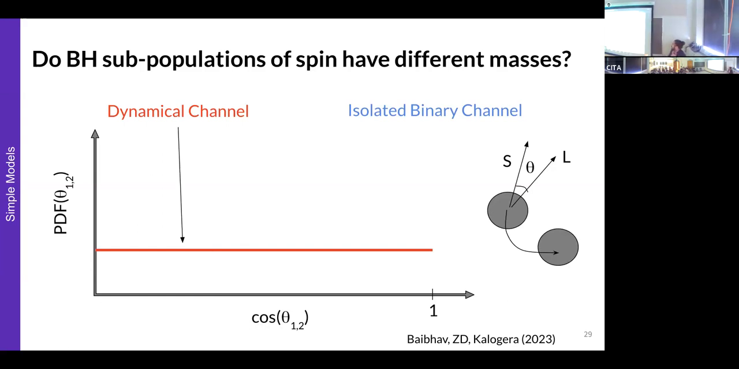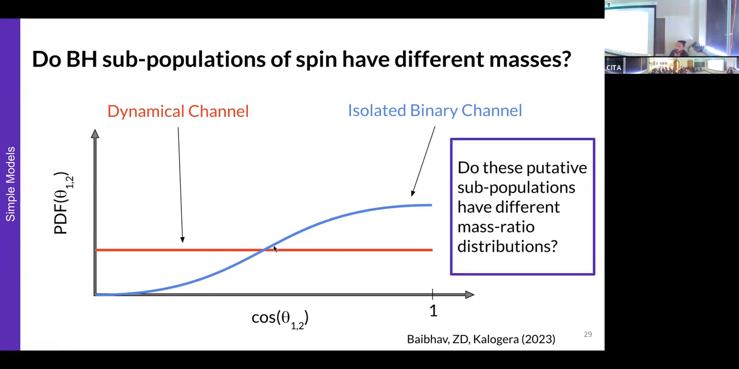If I'm in the isolated binary channel, then the spins should be preferentially aligned. So maybe it would look something like this: more support here at cosine theta of 1, and then around 0 at -1. Sorry, this should be 1 and -1. So we gave each of these two populations its own mass ratio distribution and checked, are those two mass ratio distributions different? If they were, that should tell us something about what's happening astrophysically.